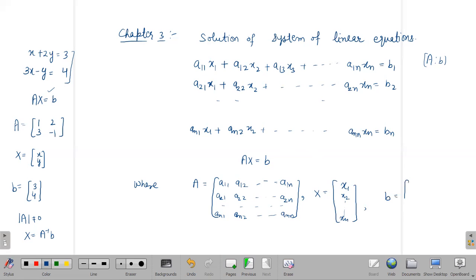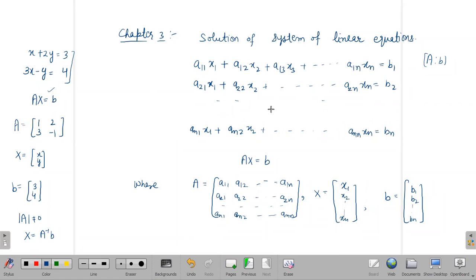And B is B1, B2. So here you should remember that in the root finding problem, you have to find only one value, that is a root of this equation which satisfies the equation. Means you have to find the P value only, and that P should satisfy f of P equals 0. But here, you have to find n values.